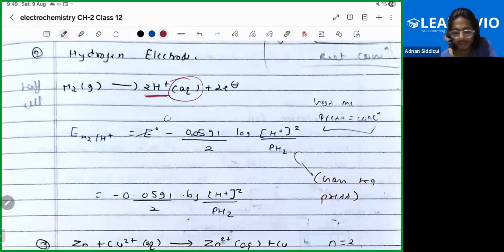Here we have aqueous, right? On the product side, we have 2H+ aqueous. So for the reaction quotient, you are going to put the product H+ and the stoichiometry is 2, so to the power 2. Now, on the reactant side, what do we have? Gas. For gas, I told you that the concentration of gas is measured in terms of pressure, right?